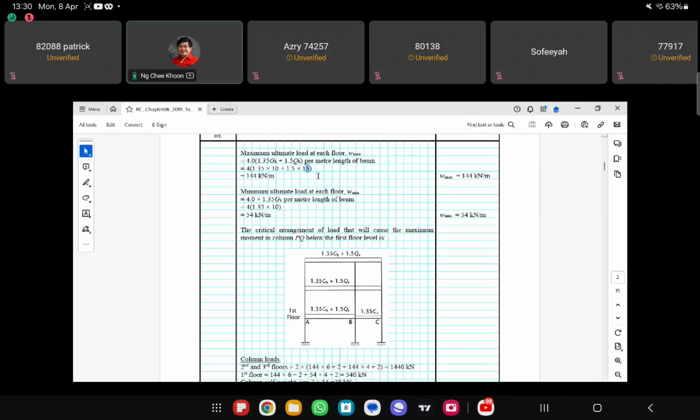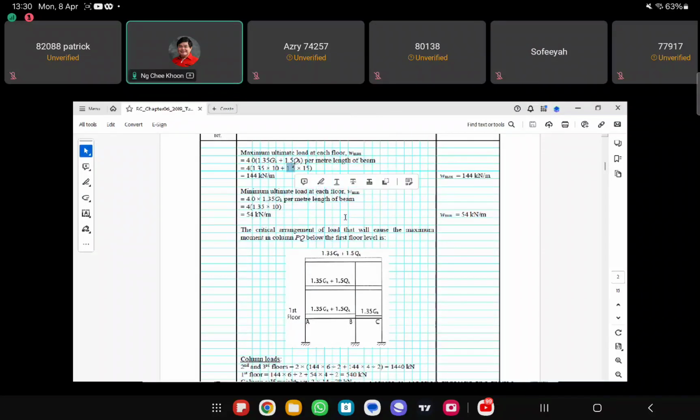So therefore you have 4 times 15, which is 60, and then multiply by the partial safety factor again, you get 144 kilonewton per meter length for W max, right? Because W max is 1.35 times GK plus 1.5 times QK, and then multiply by the width of the floor area that is going to transfer the load to the beam, okay? So we do not multiply it by the length of the beam, as I mentioned just now.